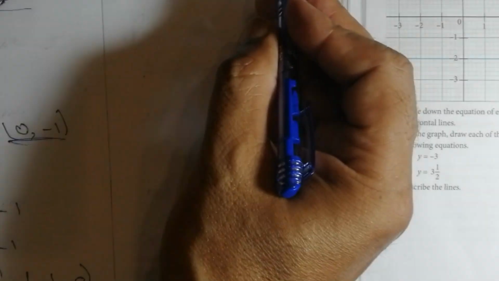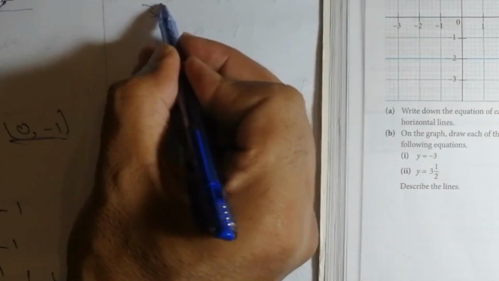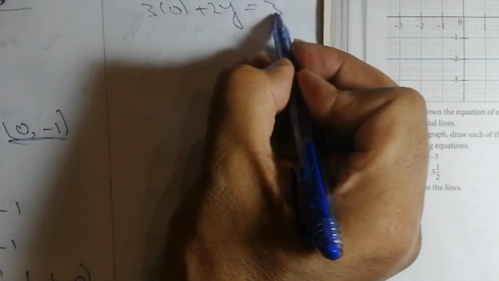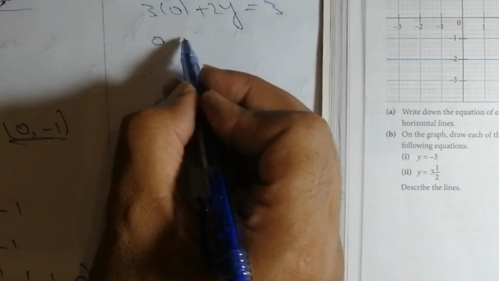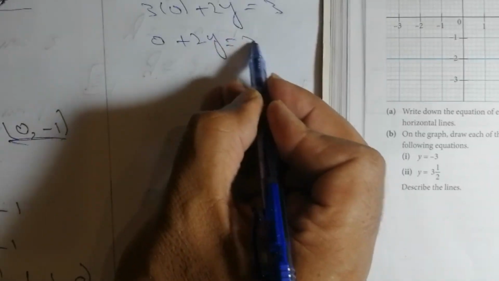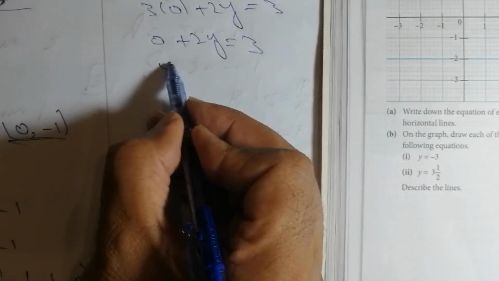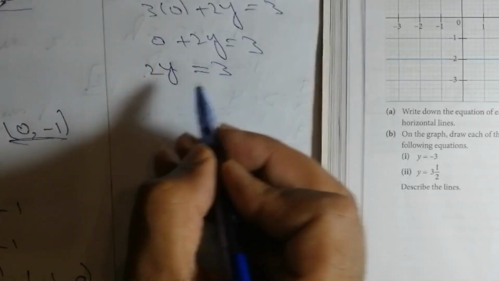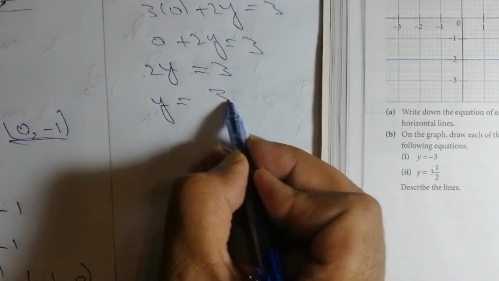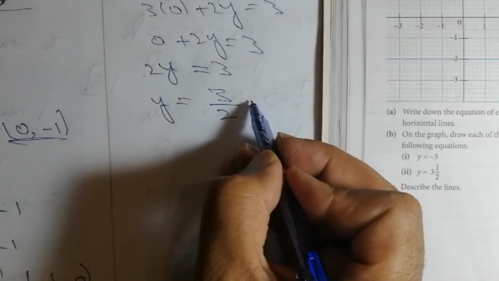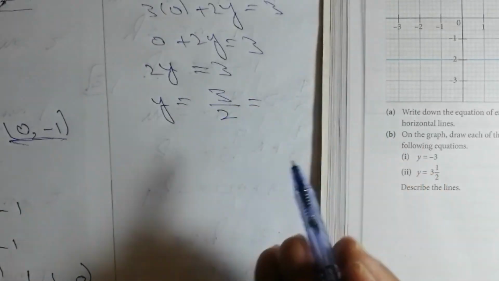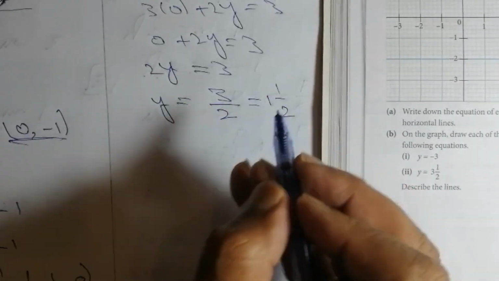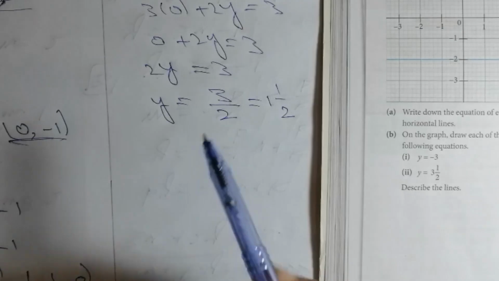If we put x equal to 0, 3 into 0 plus 2y equal to 3. So 0 plus 2y equal to 3, and y will be equal to 3 by 2, or this is equal to 1 whole 1 by 2, 1 and a half. And this was for x equal to 0.